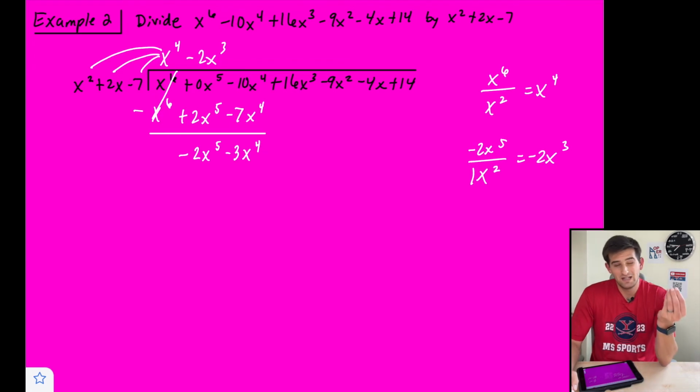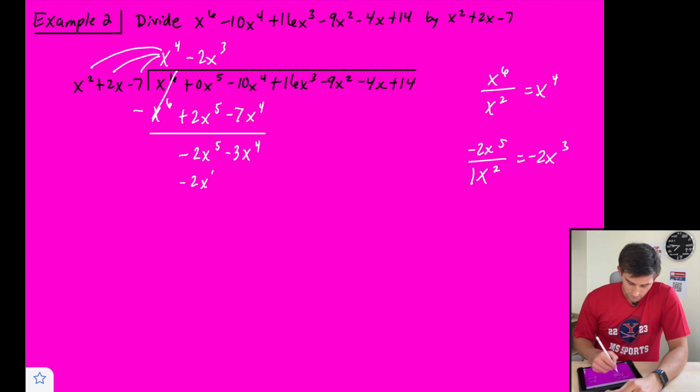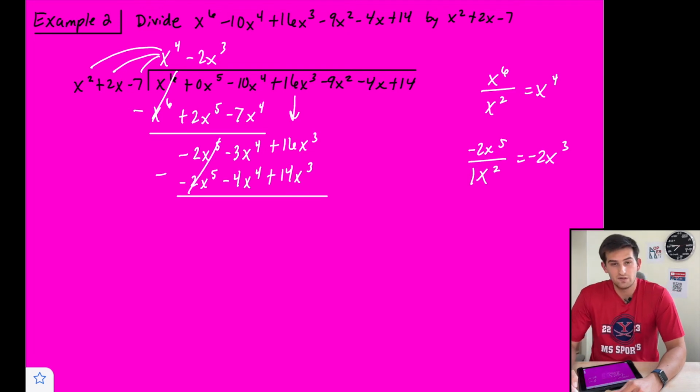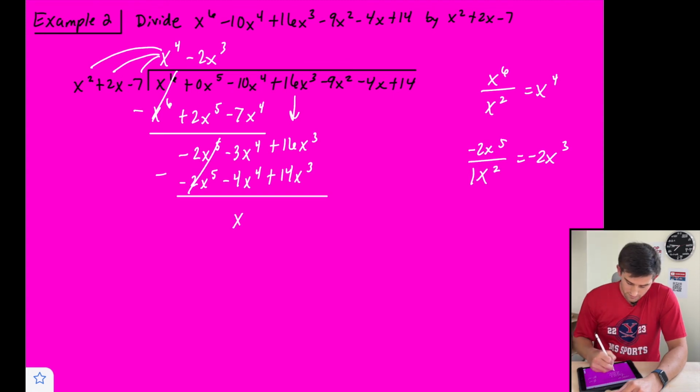And now once again, we're going to multiply negative 2x cubed by all three of our terms on the outside. So that's going to give us a negative 2x to the 5th, and then negative 2x cubed times 2x would be negative 4x to the 4th. Negative 2x cubed times negative 7 would be positive 14x cubed. So now we need this 16x cubed, so we're going to bring it down, and now we are ready to subtract. So our x to the 5th terms will cancel out. Now we have negative 3x to the 4th minus negative, or plus 4x, so that's x to the 4th. And then 16x cubed minus 14x cubed, so 2x cubed.